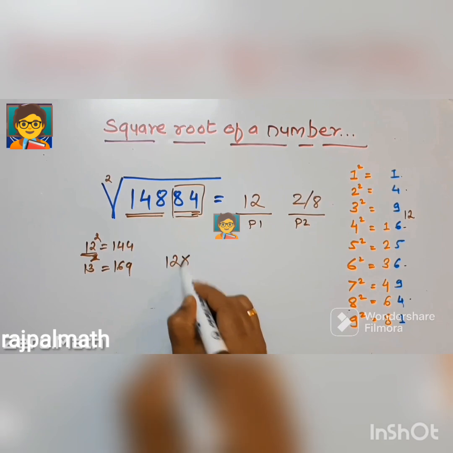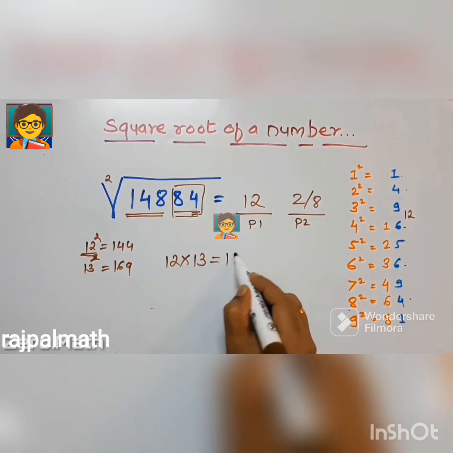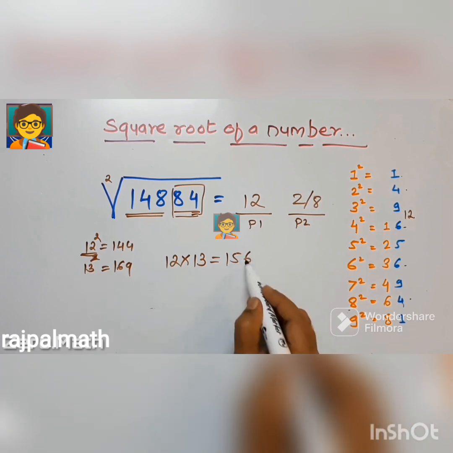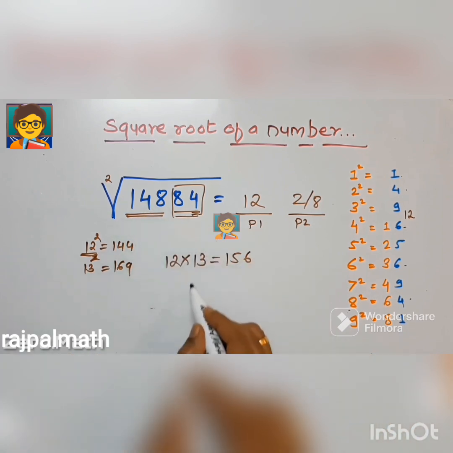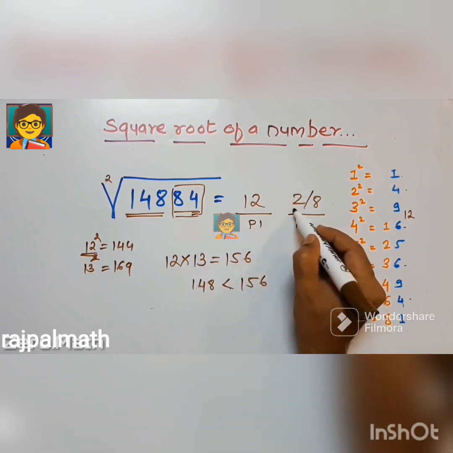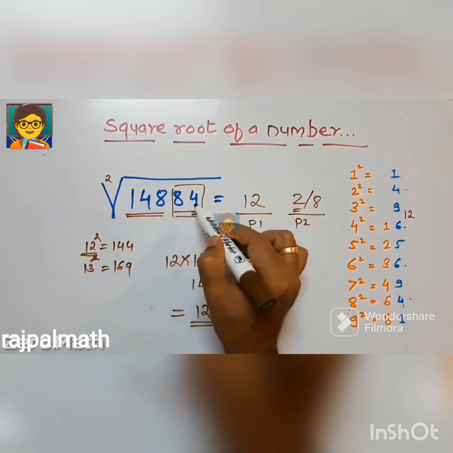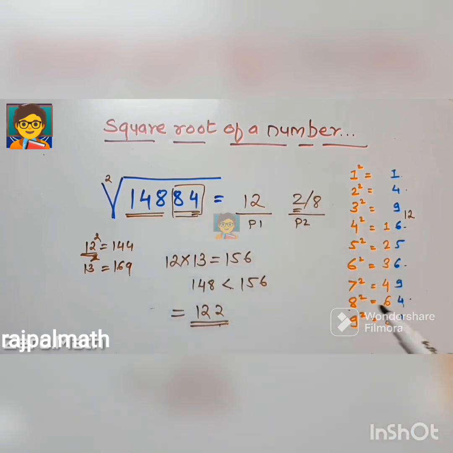Let's multiply this 12 by the next consecutive digit, which is 13. It becomes 156. Now let's compare 156 with 148. 148 is less than 156. Hence take the lower digit, which is 2. So my answer becomes 12 and the lower digit 2. So 122 is the square root of 14884.